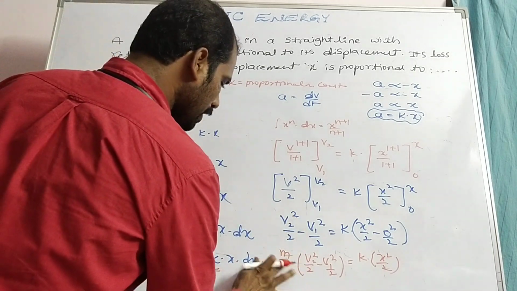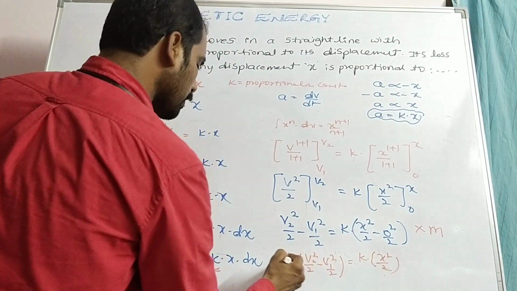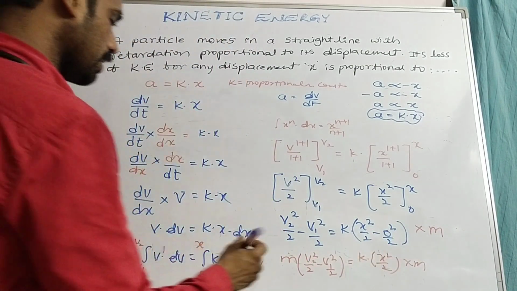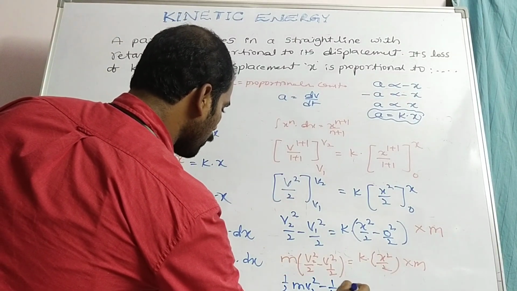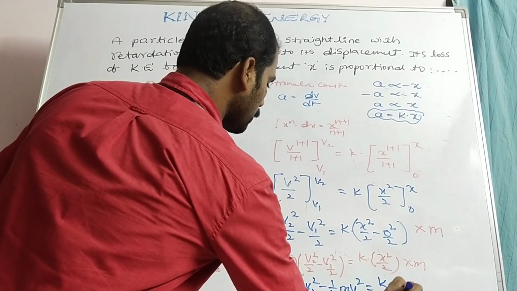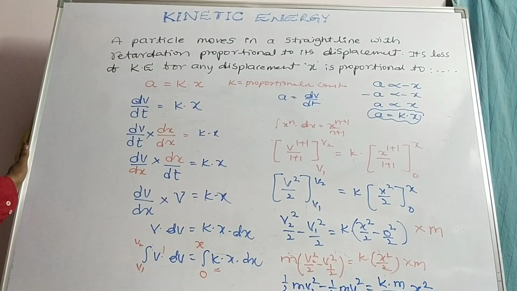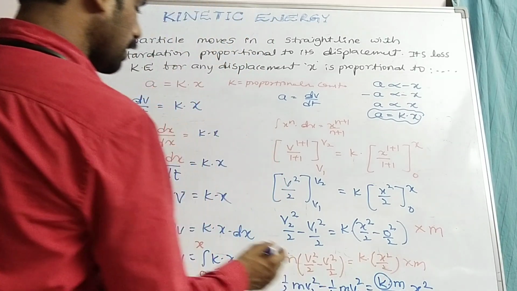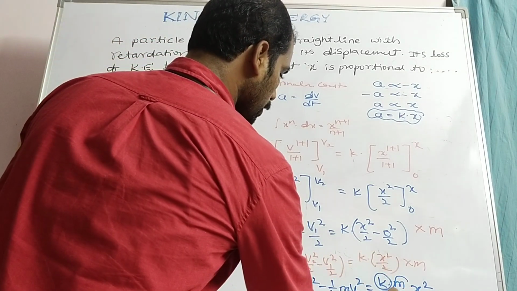For our convenience, I will multiply both sides by m, so the entire expression is multiplied by m. Now it can be written as half m v2 square minus half m v1 square is equal to k into m by 2 into x square. Here k is constant, and the mass is constant, so m by 2 is also constant.